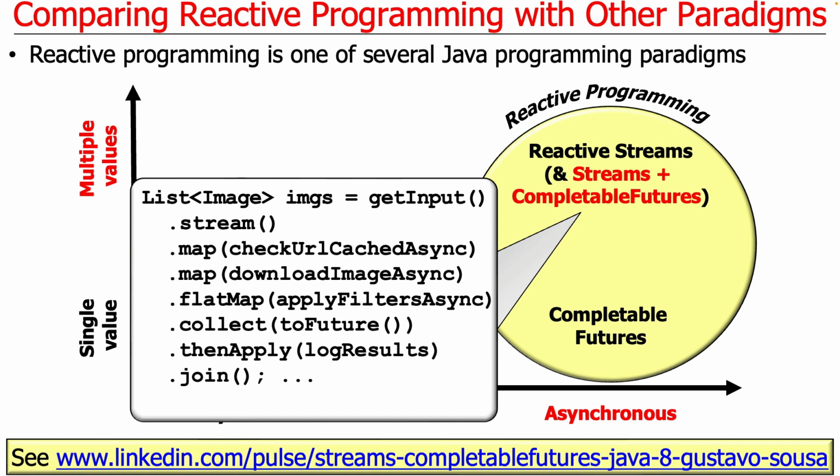And what we have here is something where we take, for example, a stream of URLs, and then we asynchronously check to see if they've been cached, download them asynchronously if they've not already been cached, apply filters asynchronously, collect the results into a single completable future, and when everything is done, we log the results. So this is a nice model that combines the flow, the sequencing managed by streams, in this case a sequential stream, with the asynchrony provided by completable futures. So we get kind of the best of all possible worlds. I like this model quite a bit.